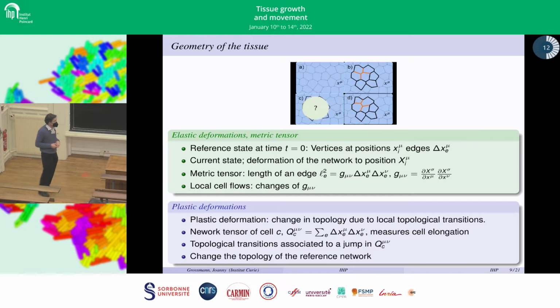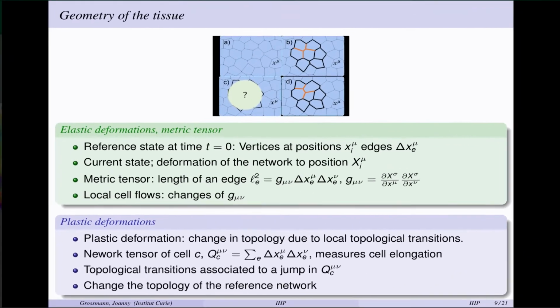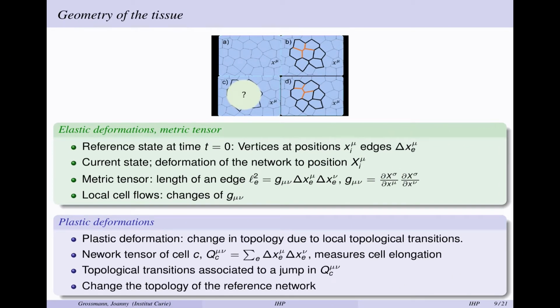Before I go further, what I want to do is tell you a bit about the geometry of this vertex model and how we describe it. So I will start by defining a reference state. What I define as a reference state is a configuration of the tissue at time t equals 0. So that's my original reference state.